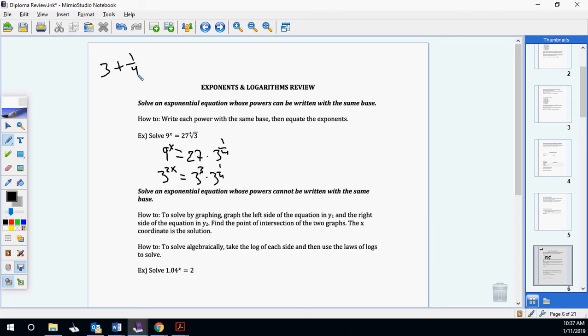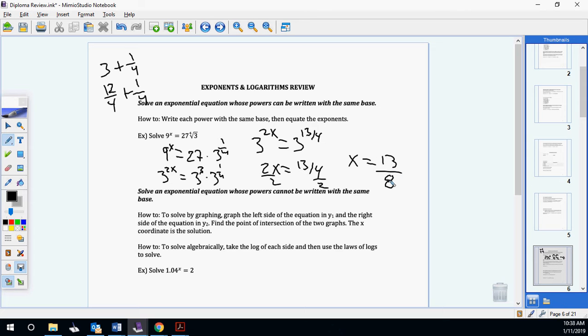I know you hate when I say that, but hopefully with time, you'll get it. But 3 in terms of fourths would be 12 over 4 plus 1/4. 12 over 4 is 3, right? So then we would be here. 3 to the 2x equals 3 to the 13 over 4. And now we're good to drop the bases and solve from the exponent. So 2x equals 13 over 4. Divide by 2, divide by 2. That gets me x is 13 over 8.